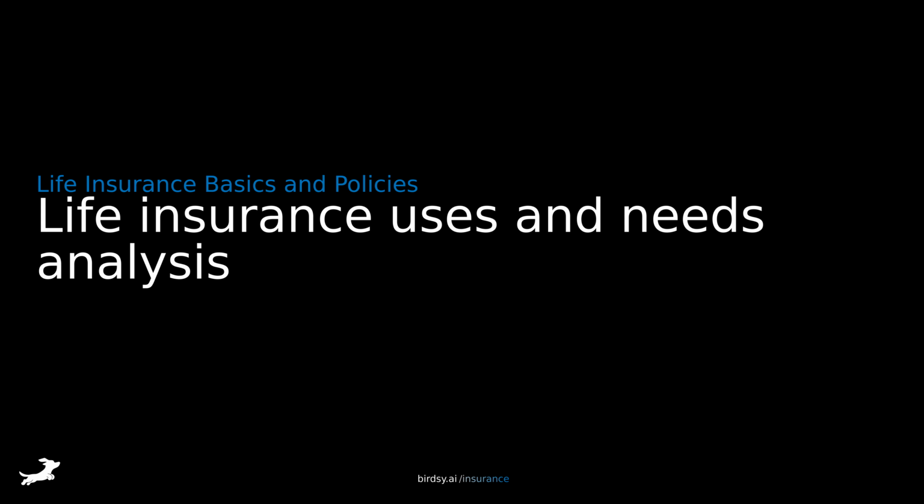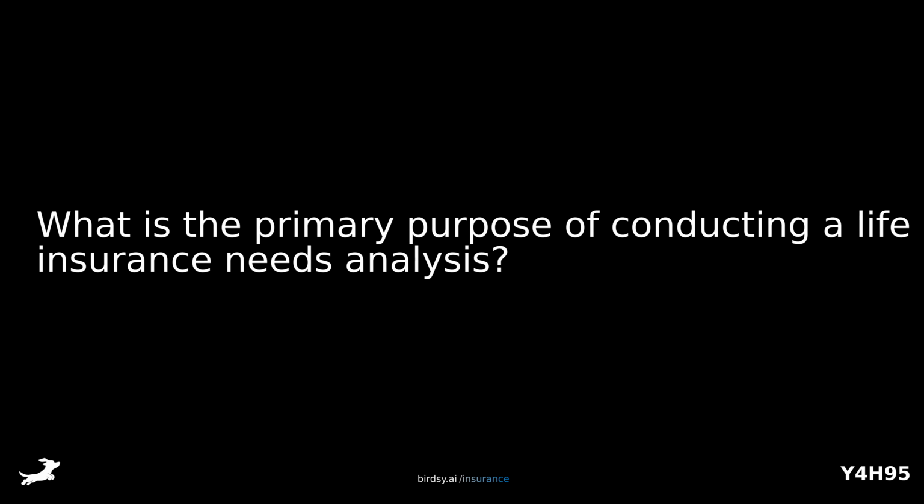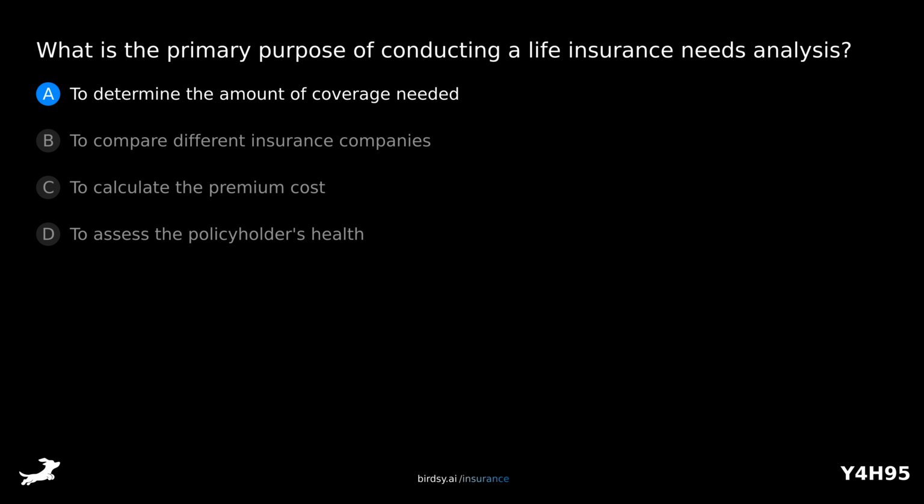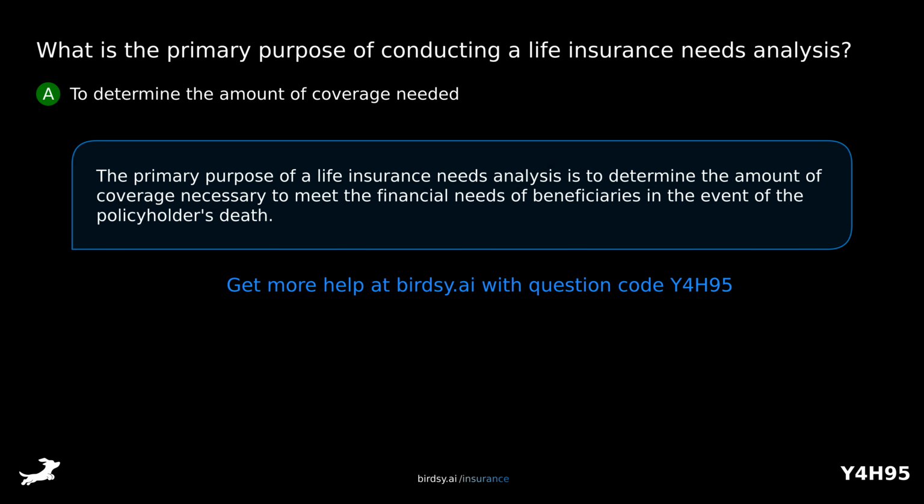Life insurance uses and needs analysis. What is the primary purpose of conducting a life insurance needs analysis? Is it A, to determine the amount of coverage needed? B, to compare different insurance companies? C, to calculate the premium cost? Or D, to assess the policyholder's health? The answer is A, to determine the amount of coverage needed. The primary purpose of a life insurance needs analysis is to determine the amount of coverage necessary to meet the financial needs of beneficiaries in the event of the policyholder's death.